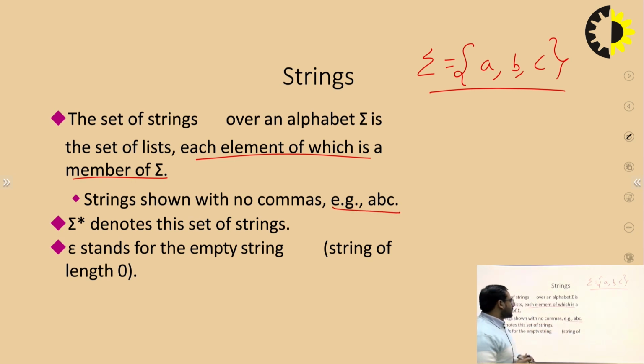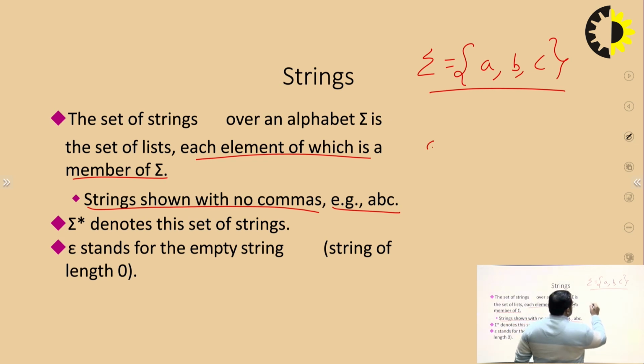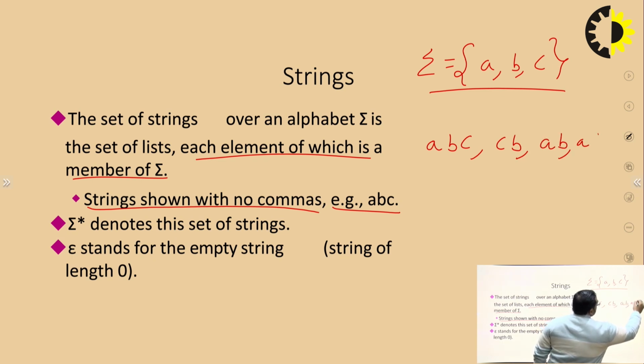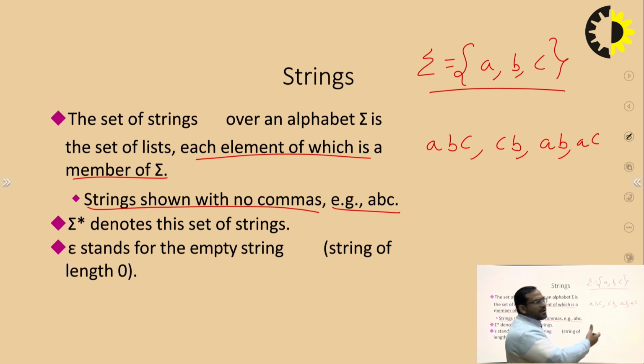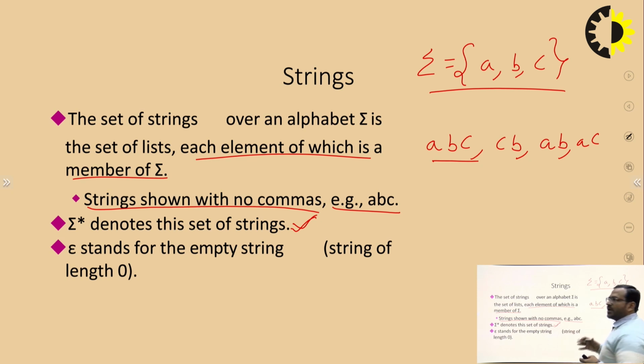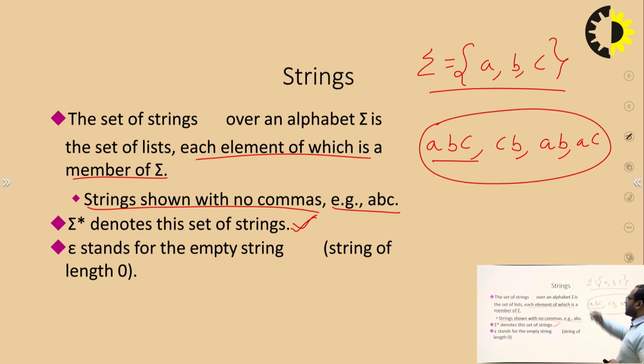A string is shown with no commas. If I want to differentiate between two strings, for example ABC, CB, AB, AC, there are 4 strings. Every string is separated by a comma. The a, b, c belonging to sigma is called the alphabet, and this ABC is a string. And sigma star denotes the set of strings, a set having multiple strings like this.